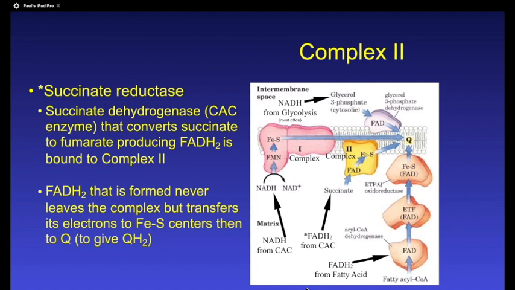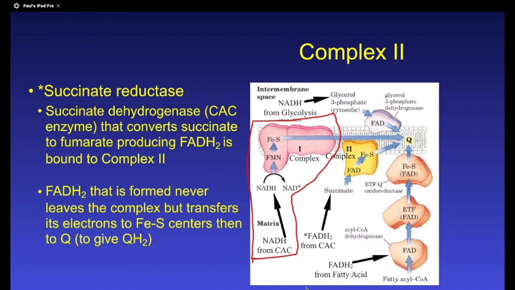Now, complex 2 is a little different. Remember, this is where we are going to allow the electrons to come in, okay? And so this slide is kind of messy, okay? So let me identify a few things. This right here is complex 1. We just covered that, so that's not what we're looking at.